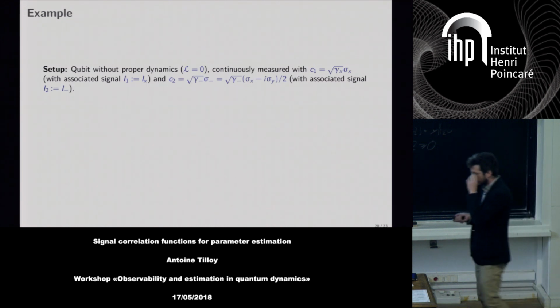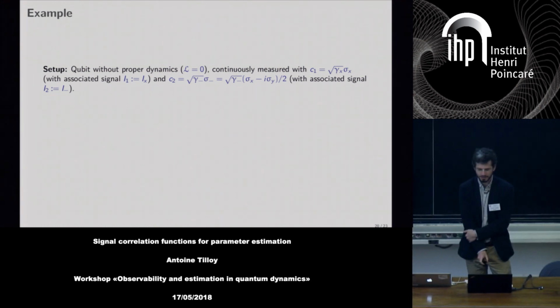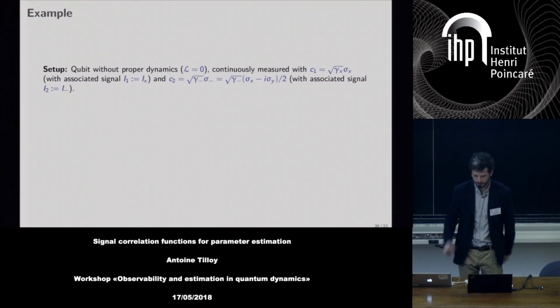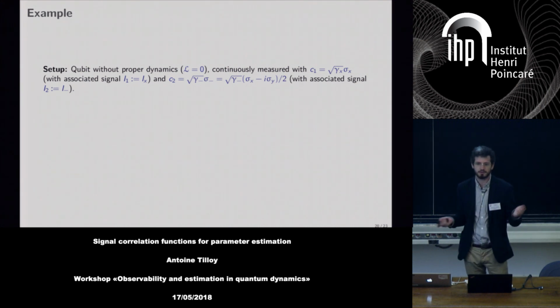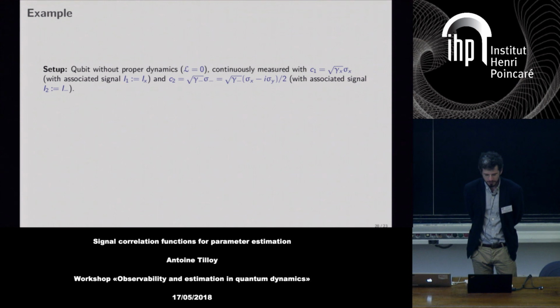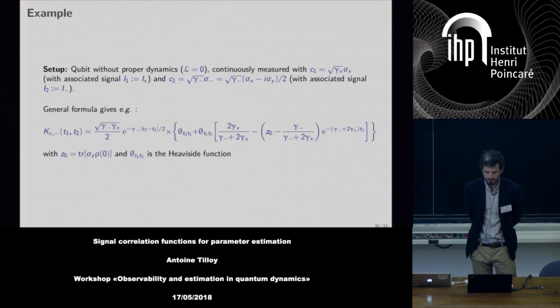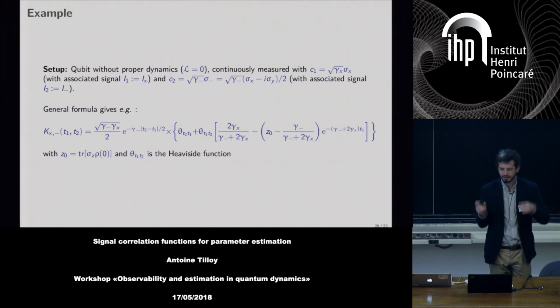And to illustrate that, let me show, in a sense, the simplest non-trivial example I could think of. It's actually inspired by a very recent preprint by Benjamin Huard's group that I've shown before. You take a qubit without proper dynamics, and you continuously measure two non-commuting operators. That's sufficient to make the dynamics non-trivial. And you just run the previous formula, and you get that the two-point function for the correlation between the signal associated to one detector and the signal associated to the other detector takes this form.